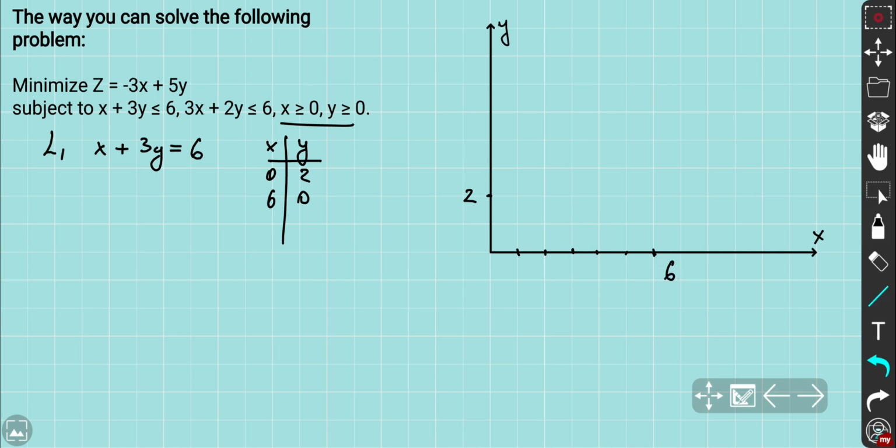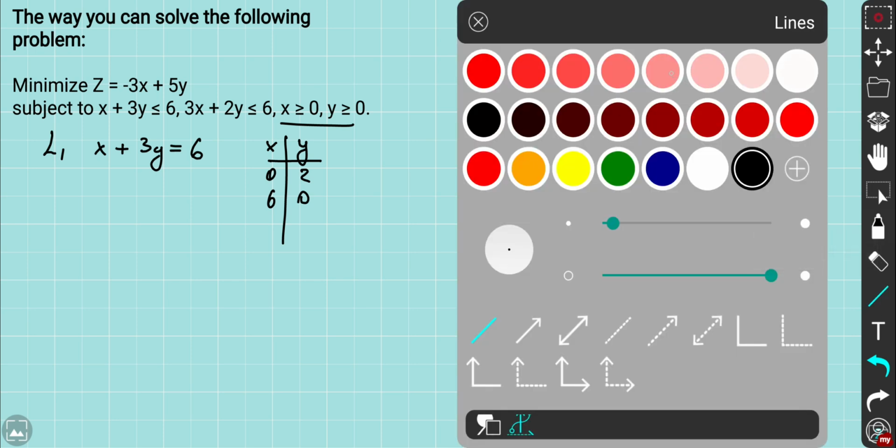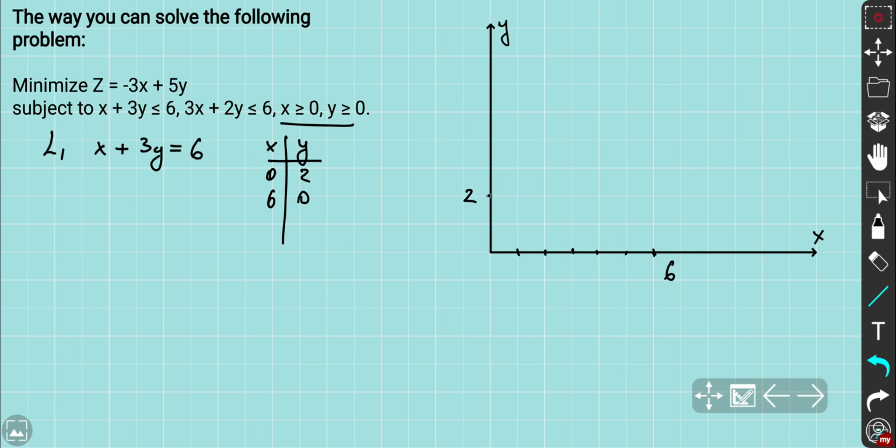Hence the first line, let's take a pink color, is going to be that one. So that's our line, L1, with the equation x plus 3y equals 6. Okay, we move next, and we need to set up another line, L2. Let's say the equation for that is going to be 3x plus 2y equals 6 instead.